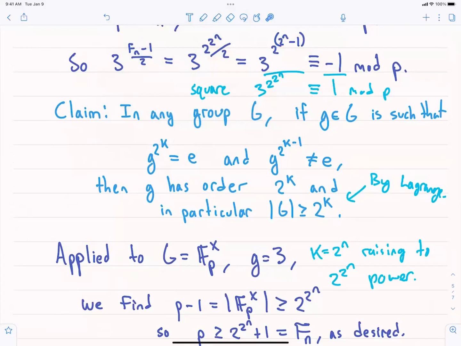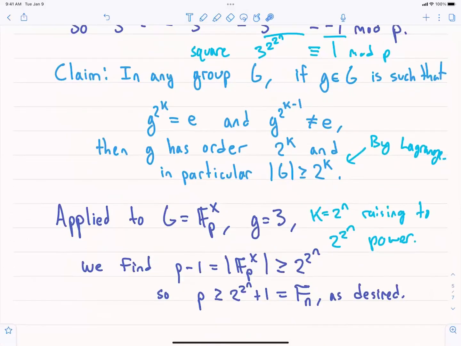But if you're still with me, that means we can apply this claim in this case. And so we get that the size of the group F_p cross, which is just p minus 1, is at least 2 to the 2 to the n. So k is 2 to the n. Okay, and so then just add 1 to both sides. I get p is greater than or equal to 2 to the 2 to the n plus 1, which is the nth Fermat number. And that's what I wanted to show.